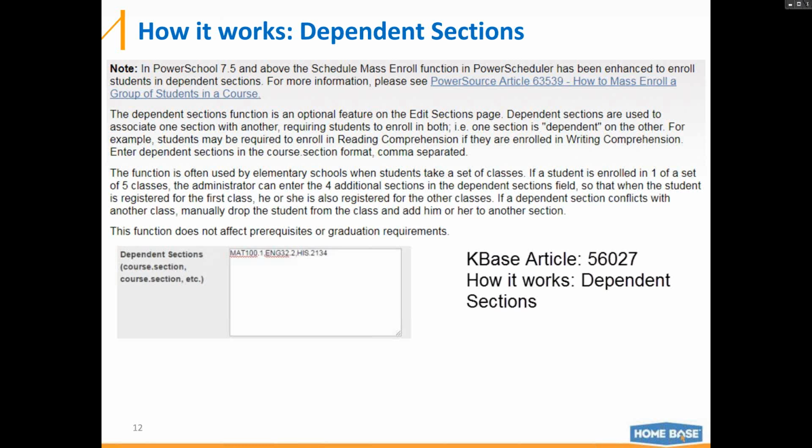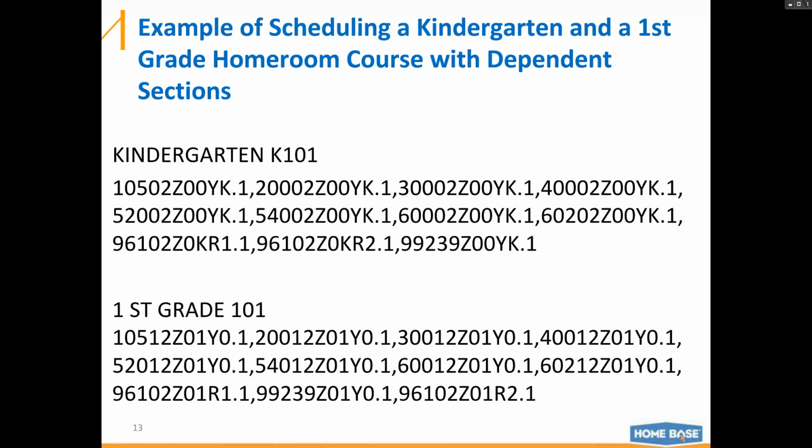So you can go to PowerSchool and look at it there. It shows you exactly what the screen looks like. It says dependent sections, and it actually is each course dot section with commas in between. So let's see what it looks like. This is an example of what that particular field looks like if I am looking at kindergarten K101. So that is the course I'm looking at. That is the class section that I'm looking at.